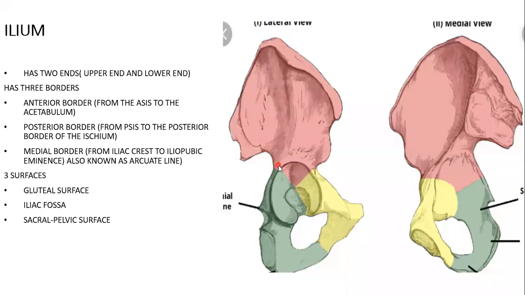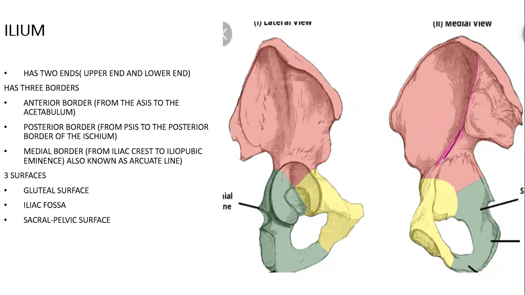Then lastly, you have the medial border. So the medial border is this border here. The medial border starts from the iliac crest, because this is the iliac crest, to the iliopubic eminence. So this is the medial border from the iliac crest to the iliopubic eminence.